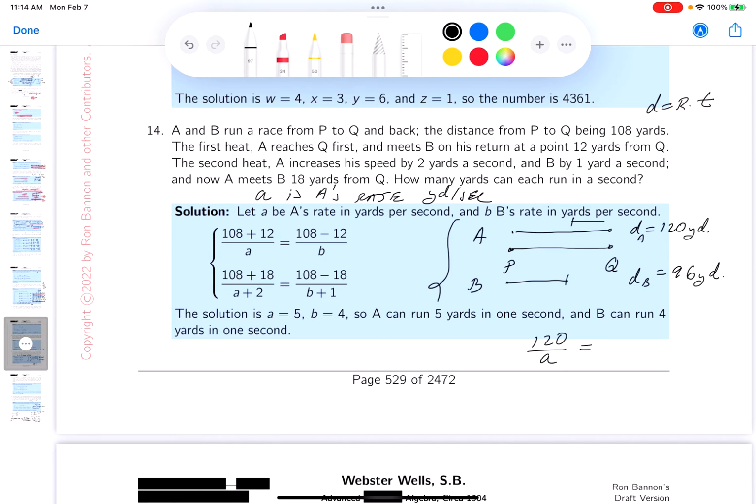But again, B's given the same amount of time to do this, and what does he do? B does 96. Now, B is B's rate in yards per second. All right? So that's going to be B over here. I've got something pretty easy. And I'm going to try to reduce it a little bit, and then I'm going to start to make erasures and start talking about the second part of the race.